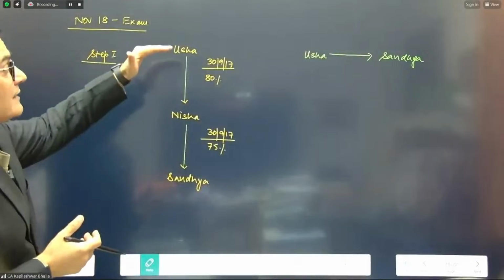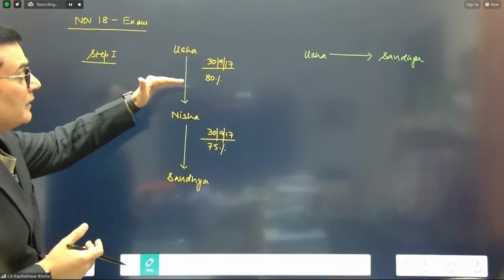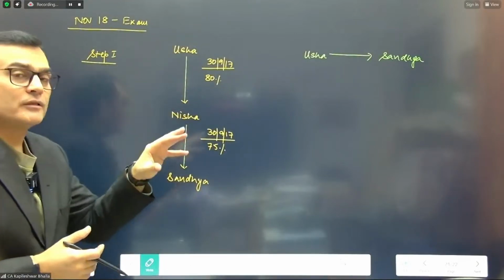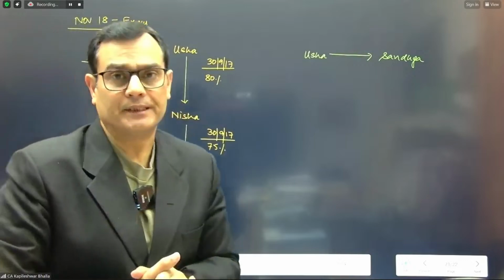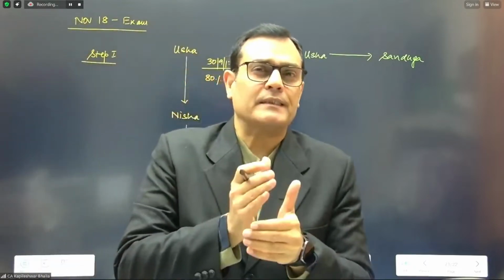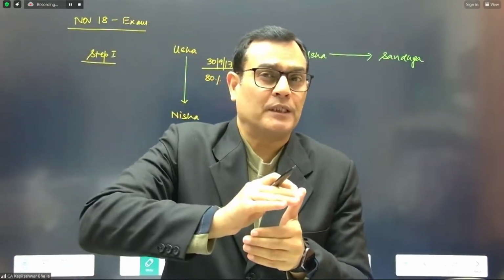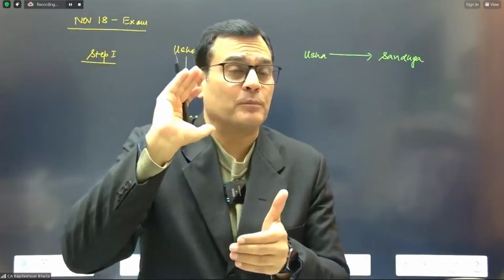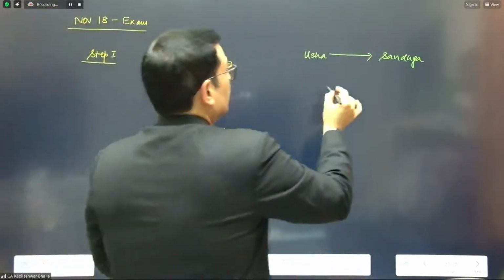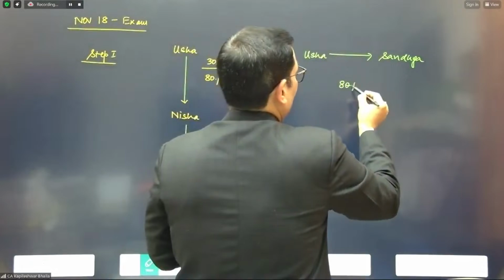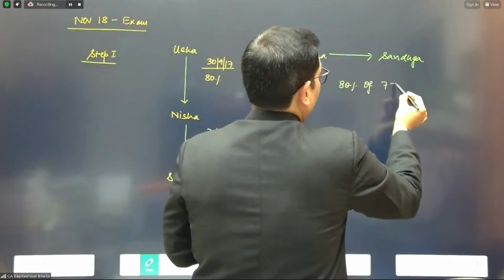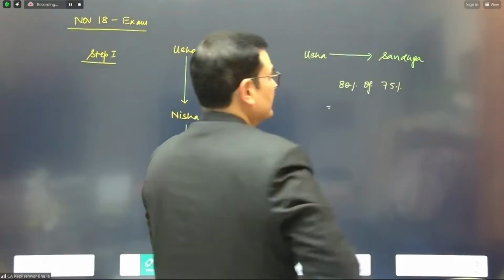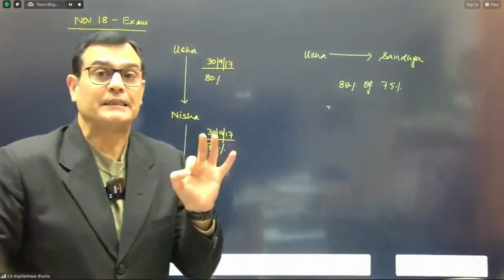Because he has an 80% stake in Nisha, and through Nisha he's got a 75% stake in Sandhya. So we need to see what is the effective percentage which Usha has got in Sandhya, the bottom company, through the top company. So we can say he has got 80% of 75%. This is the effective percentage.